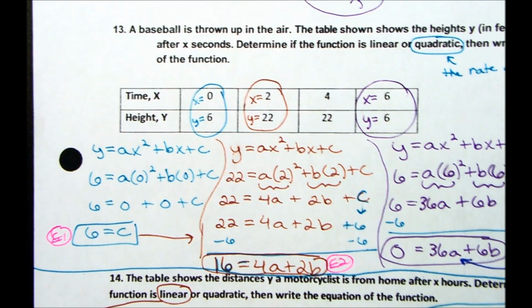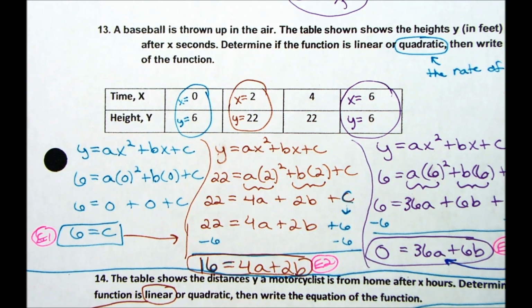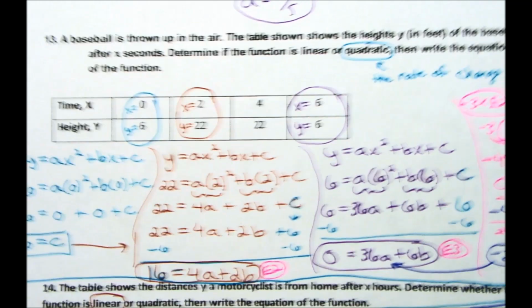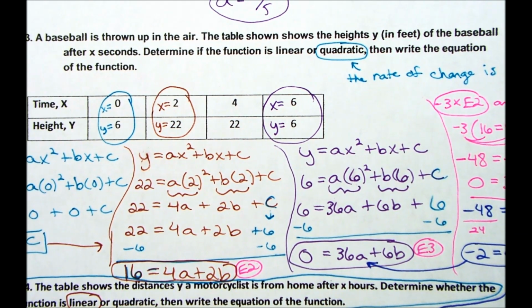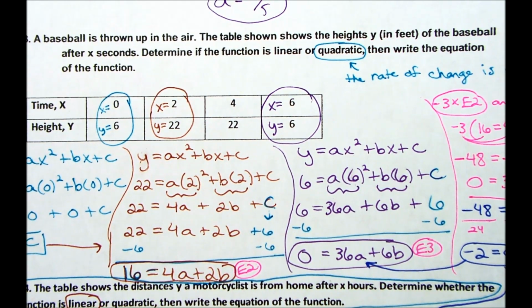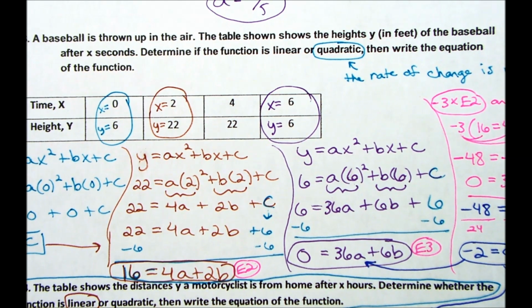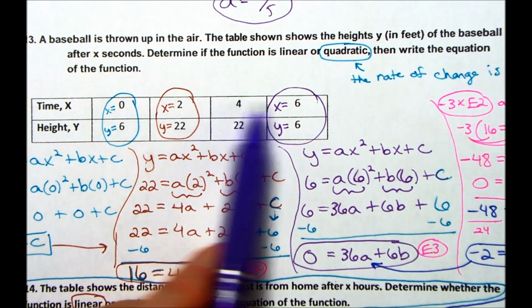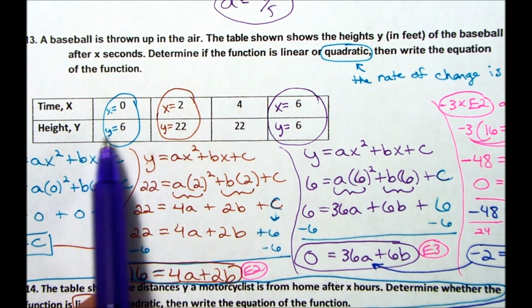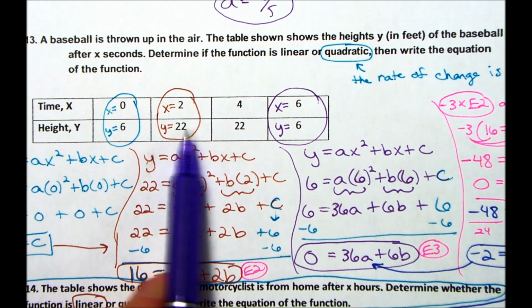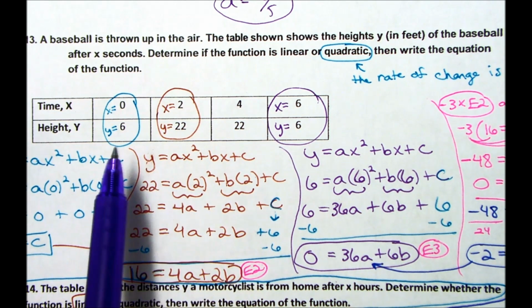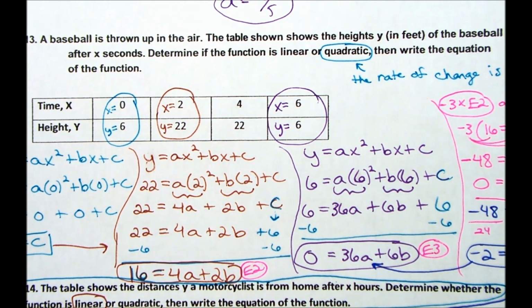All right, the next problem here, we've got a baseball that's being thrown up in the air. The table shown shows the height y in feet of the baseball after x seconds. And they want us to first of all determine if the function is linear or quadratic. If you look at the table, the x values are increasing consistently by 2, but your y values go up, stay the same, and then go down. Well, in order for a function to be linear, the y's should be increasing or decreasing at a constant rate.